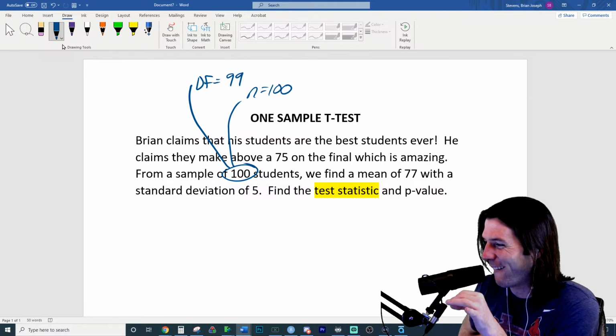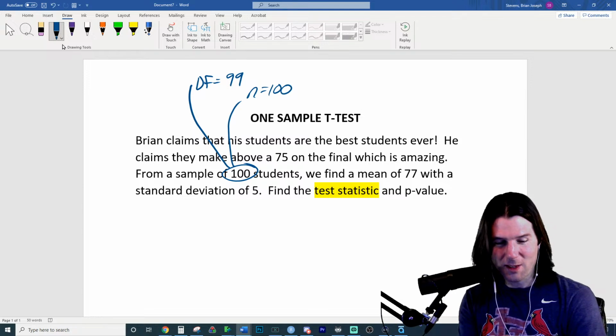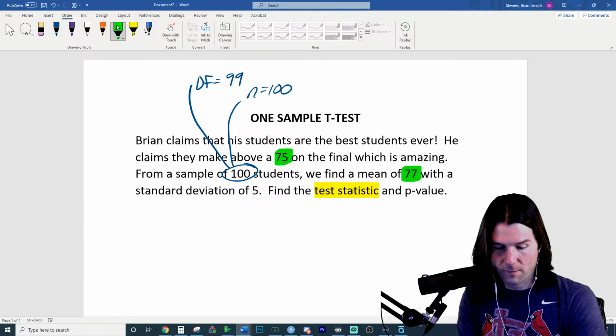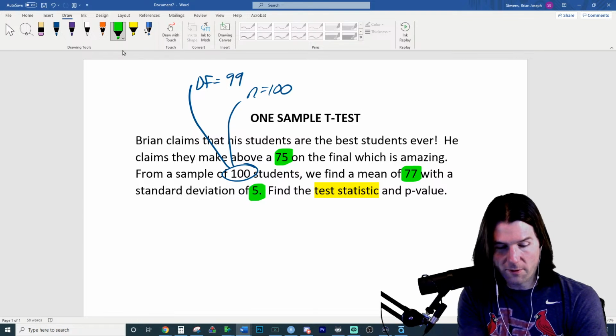Here, I'm going to highlight a few other things. We've almost got everything identified.